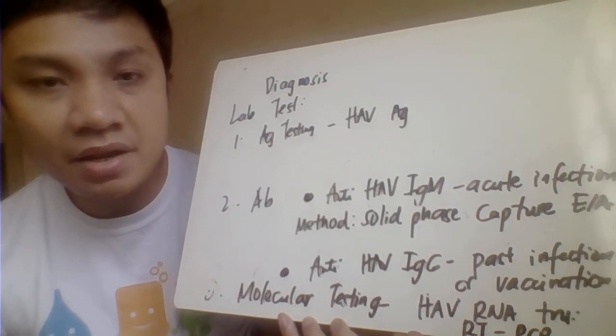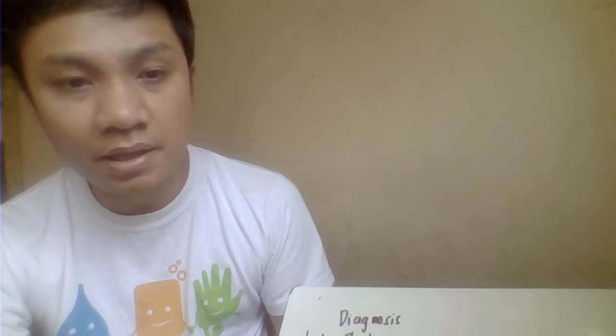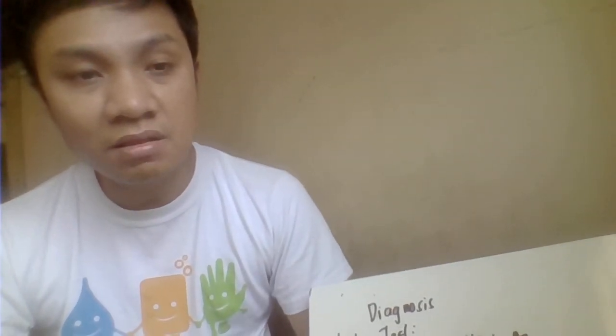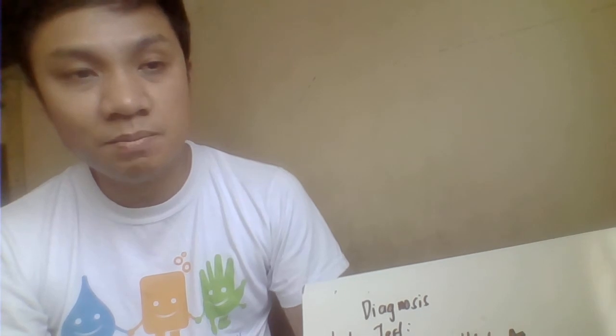Okay, then we have here the vaccine for hepatitis A, which is a formalin-killed vaccine that's being given to the following. Number one, for those in a high-risk group, so mga food handlers, for example. Second one, for those traveling to the endemic areas. And another one is being given to children between 12 to 23 months.